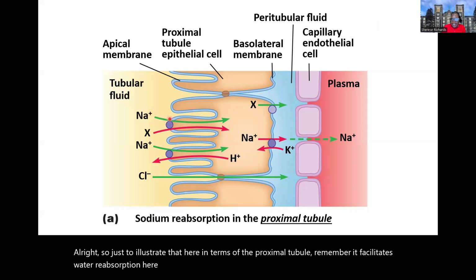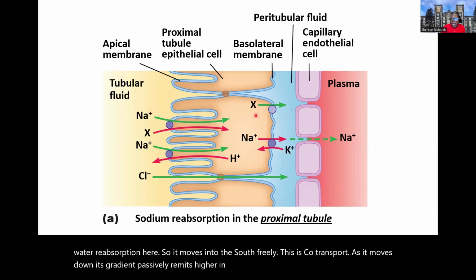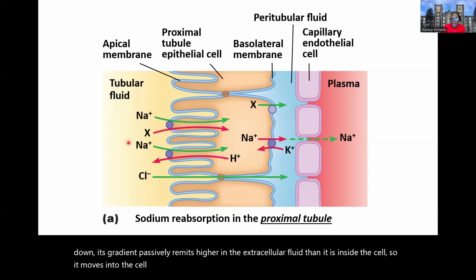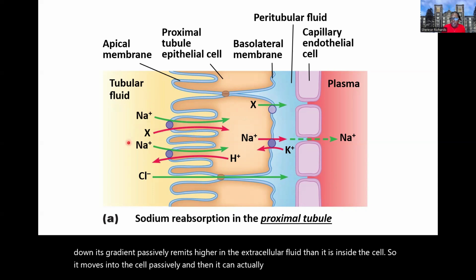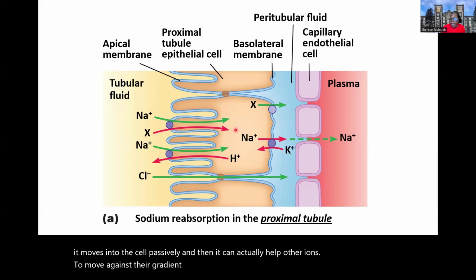So it moves into the cell freely. This is co-transport. As it moves down its gradient passively, remember it's higher in the extracellular fluid than it is inside the cell. So it moves into the cell passively. And then it can actually help other ions to move against their gradient, or other substances to move against their gradient too, right? That co-transport.